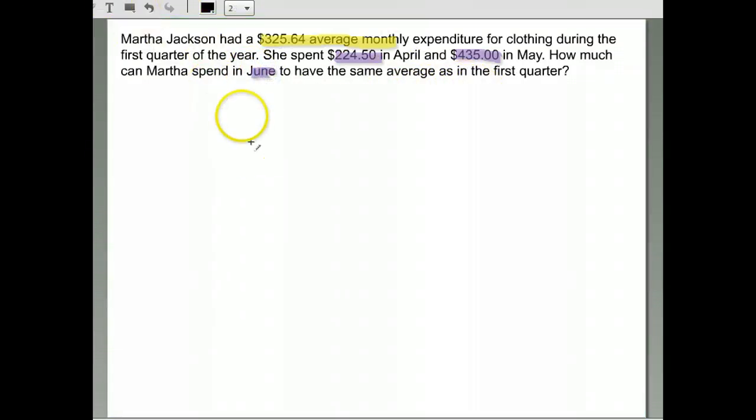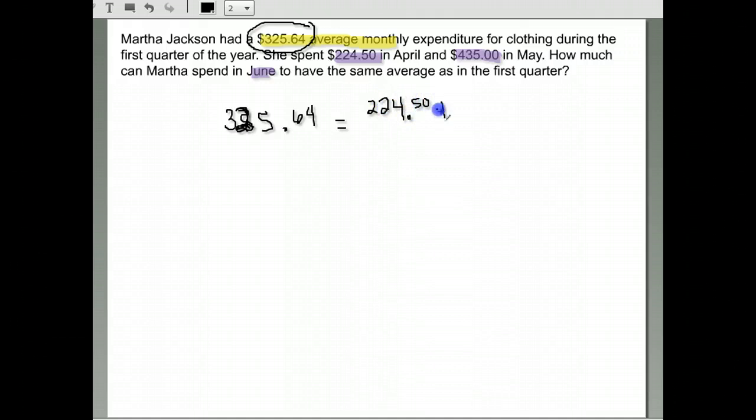Okay, so let's take a look. We want to end up with the same average we had the first quarter. So we want our average to be $325.64. That's what we want our average to be. What makes up our average? Well, so far we have $224.50 for the first month, $435 for the second month, and then we have this month of June that we don't know its value.